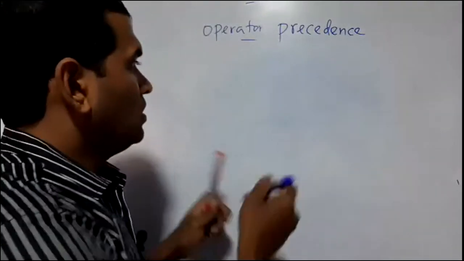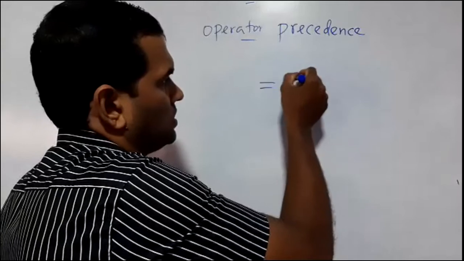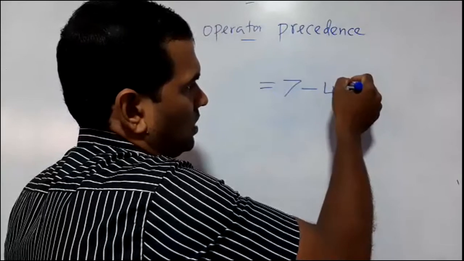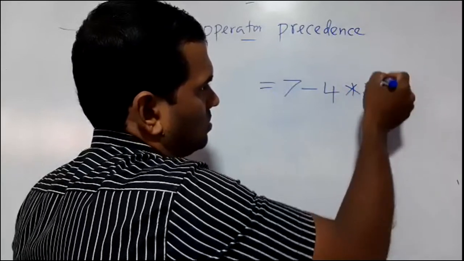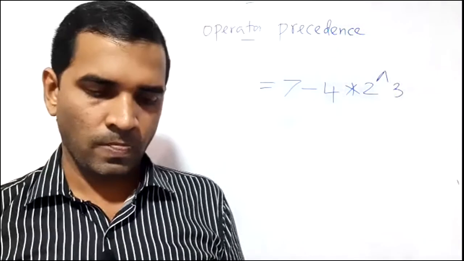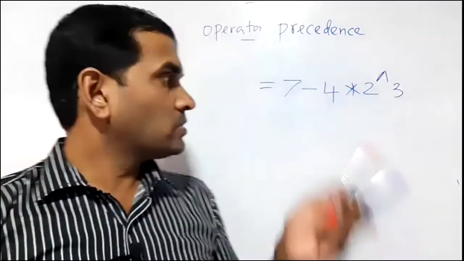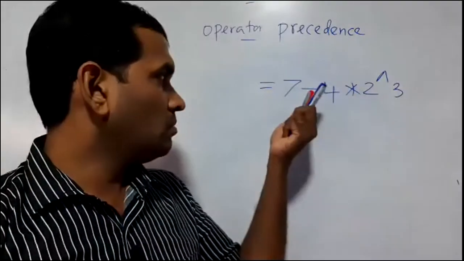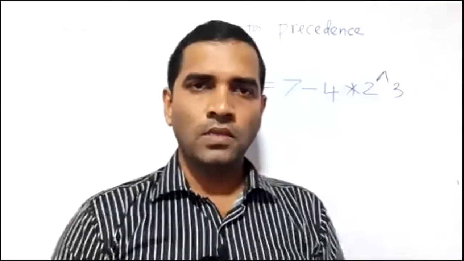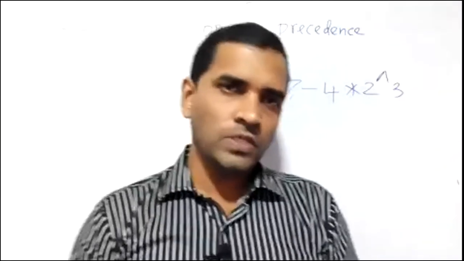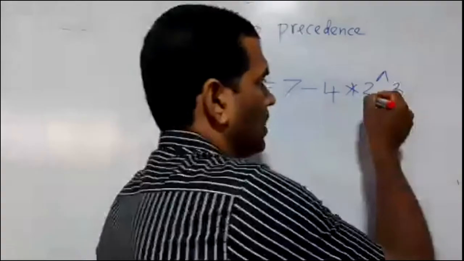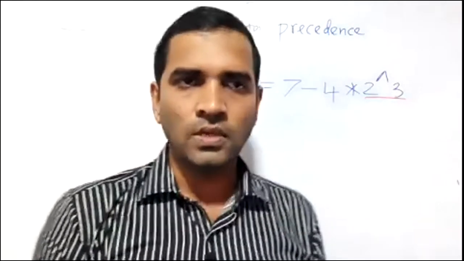Okay, let's take another one. Equal 7 minus 4 asterisk 2 to the power 3. Right? Look here. Now this has three operators. You have minus, you have asterisk, exponent, right? So which one has the highest precedence? Exponent, right? So this has to be performed first, or this has to be considered first.